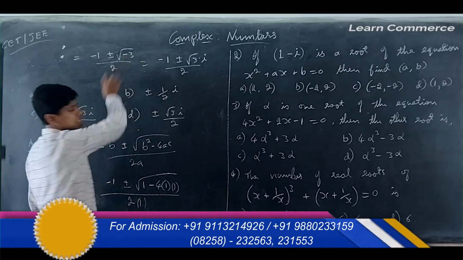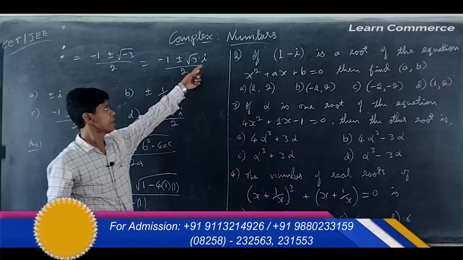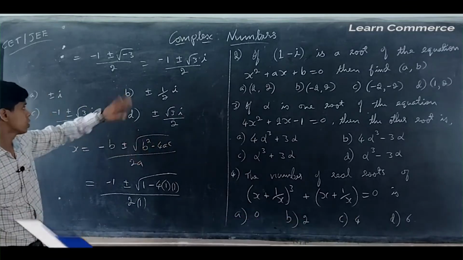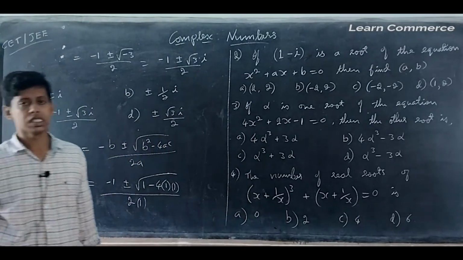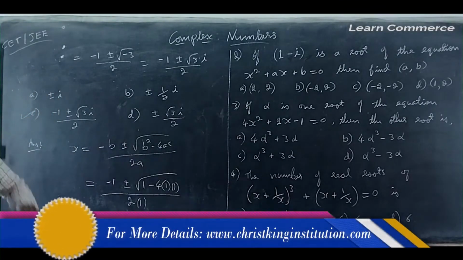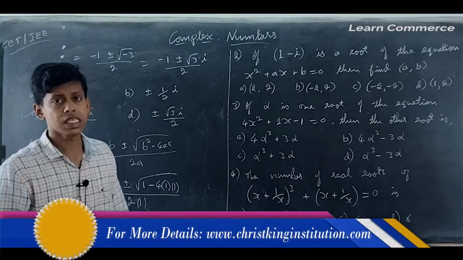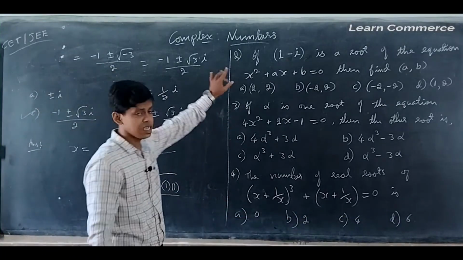You know how to express this negative quantity inside the root in terms of i, correct? Okay, so that's it. That tells us option C is the right choice. Therefore option C is the answer for the first question of quadratic equations. Let's quickly jump to the second problem.